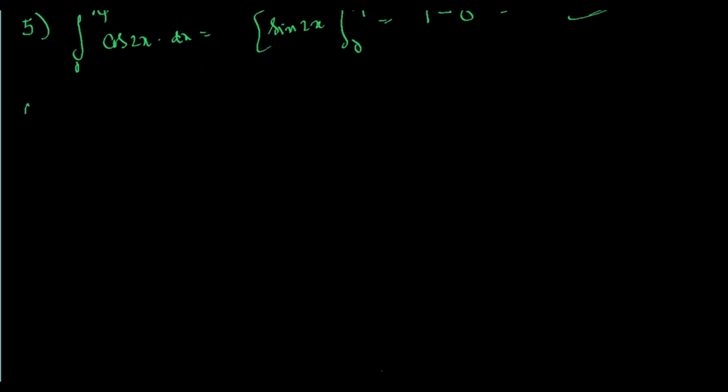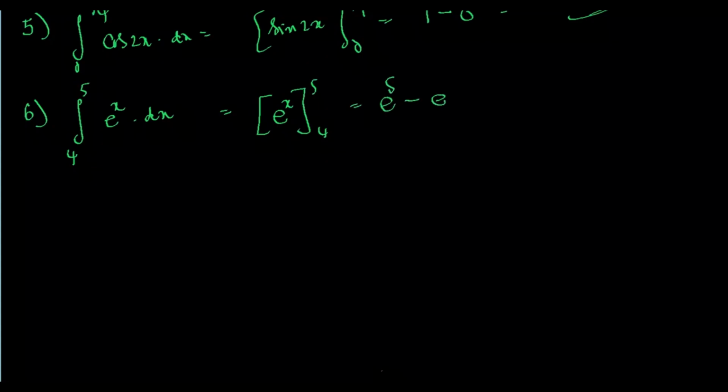What about 6? Integrate between limits 4 to pi, e power x dx. If you integrate, you will get again e power x. Apply limits 4 to pi. That is e power pi, upper limit, minus lower limit e power 4. E power 4 times e to the pi minus 4 minus 1. You can write it any way. This is also correct.